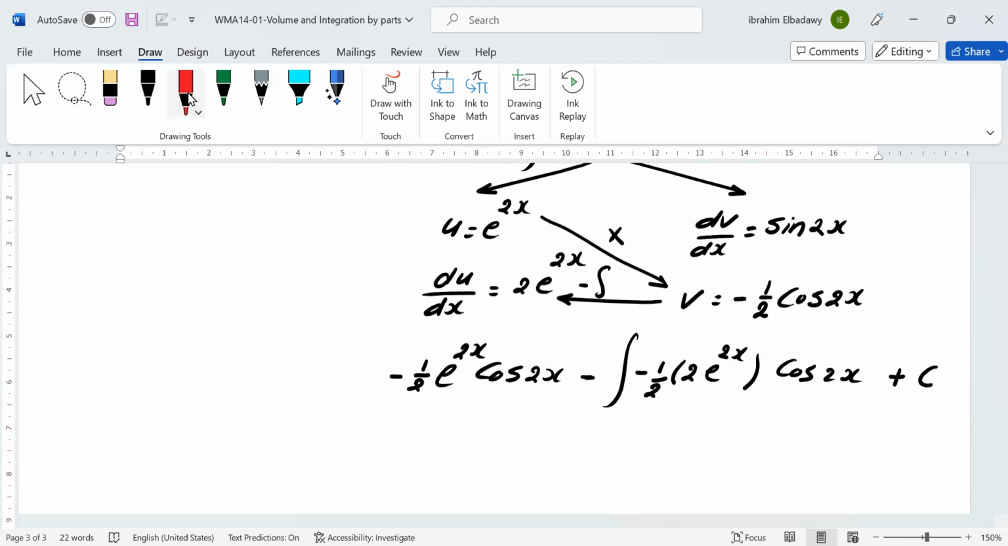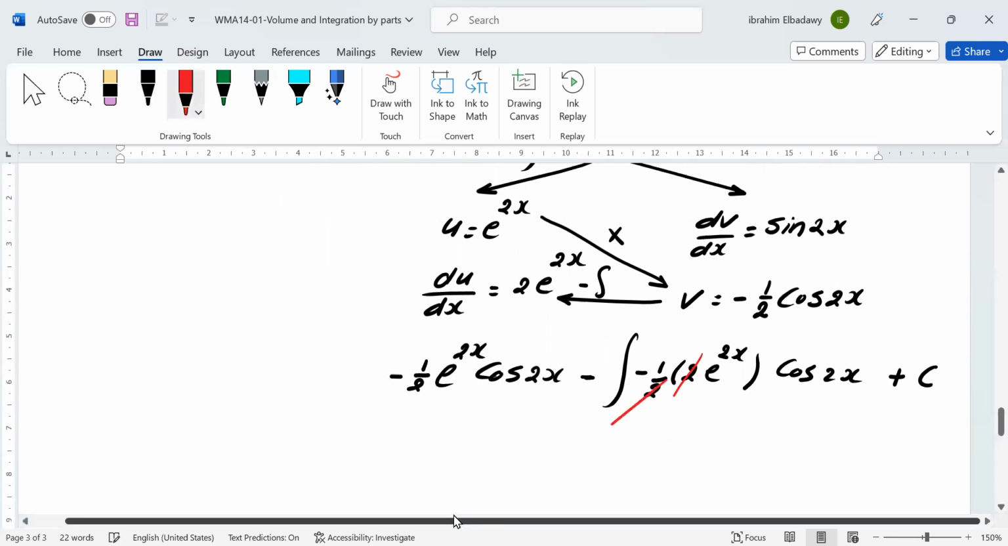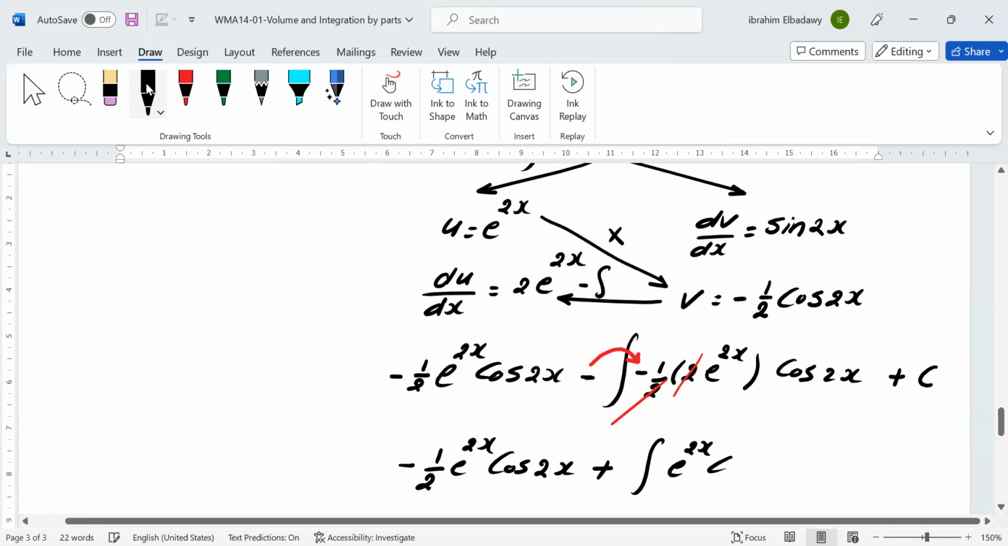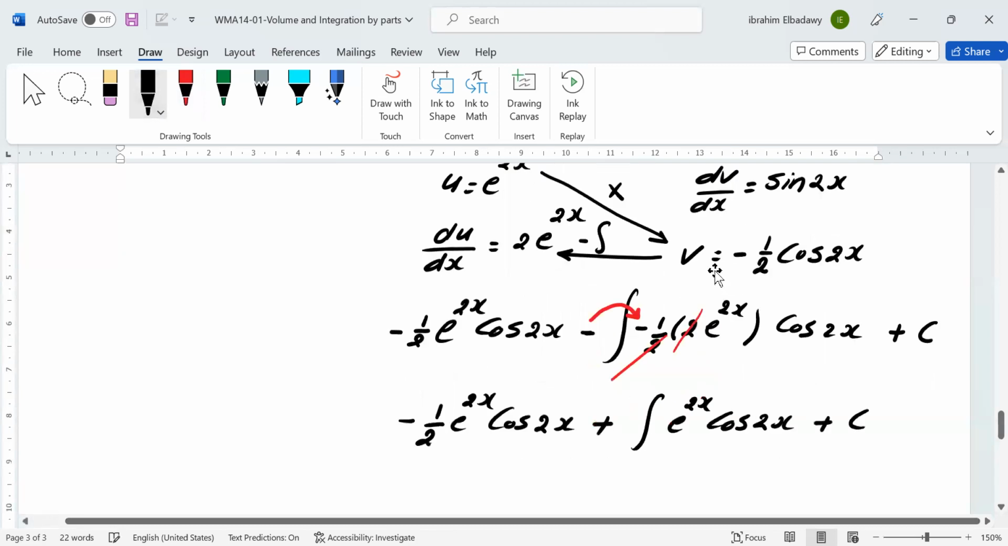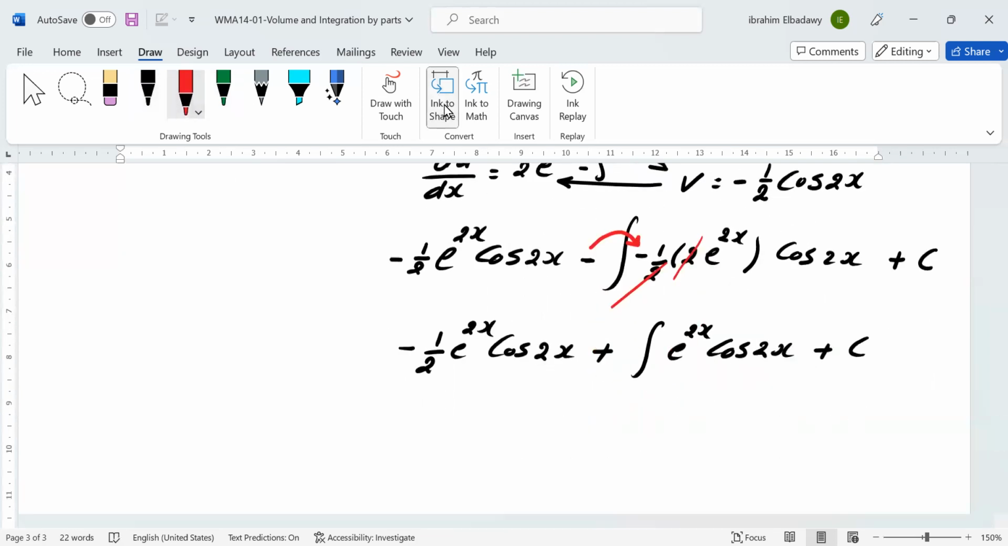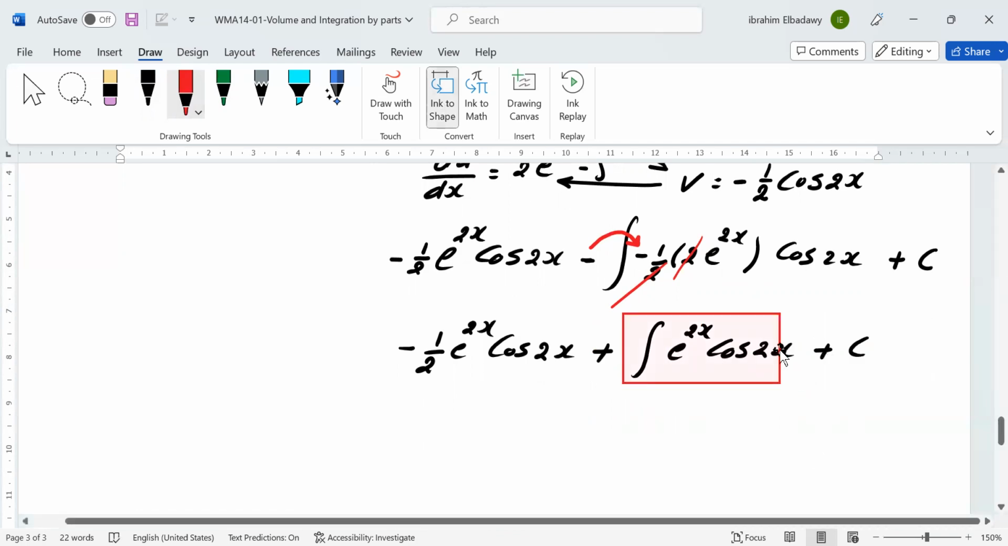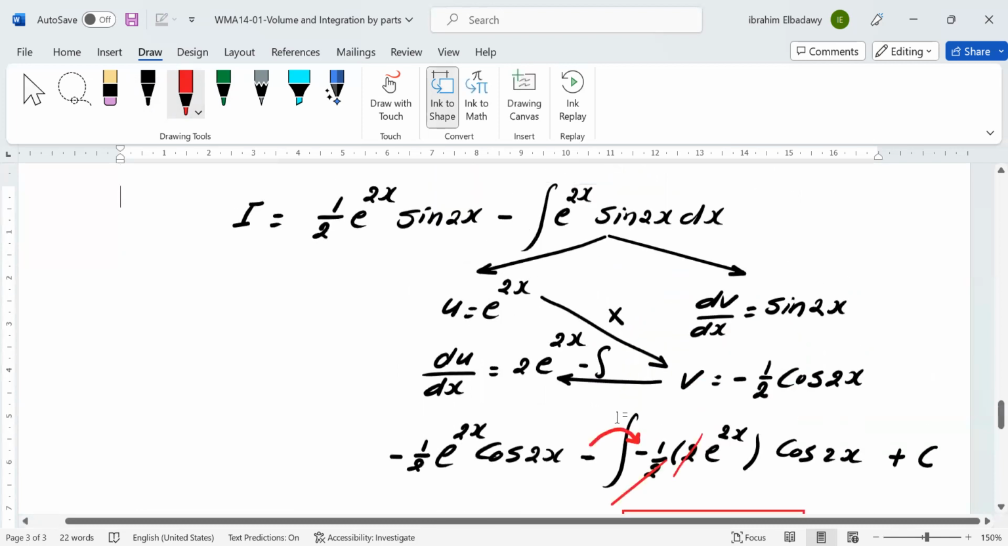Here the other 2 with the half can be cancelled. And you have a negative and a negative inside, so it will be positive. But here you have negative half e power 2x cosine 2x plus the integral of e power 2x cosine 2x plus c. You can think about what this part is. Did you see this part before? Yes, you have already done it. How? Actually, this part is the integral from the very beginning.